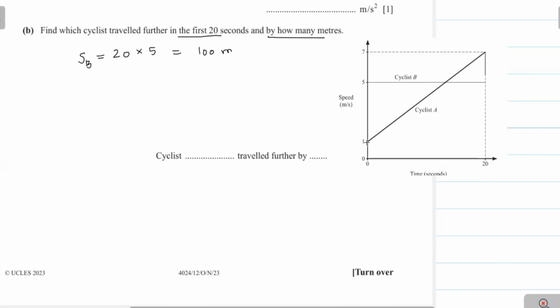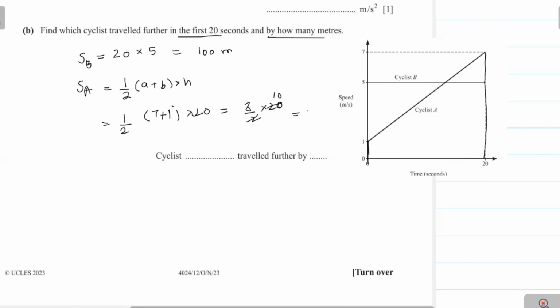by cyclist B. Now the distance covered by cyclist A, you see here this is a trapezium. Now the area under this graph of cyclist A is equal to the area of this trapezium. Now that value will be equal to 1 over 2 sum of parallel sides into height. Now you see here the parallel sides lengths are 7 plus 1, into height. Here is the distance between these two parallel lines. This is 20. Now we can write 1 over 2, 8 over 2 into 20, and this will be equal to 8 into 10, which is 80 meter.